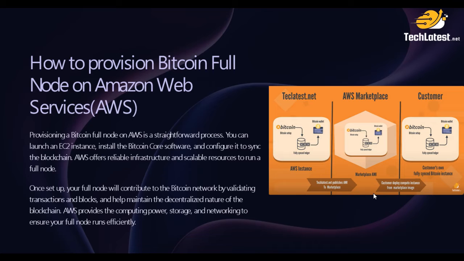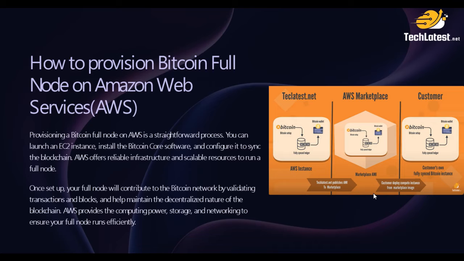First, what exactly is a Bitcoin full node? Well, think of it as the backbone of the Bitcoin network. It's a program that fully validates transactions and blocks, essentially serving as a trustless, decentralized point of entry into the world of Bitcoin. Now you might be wondering, why AWS? Amazon Web Services offers scalability, reliability, and ease of use, making it an ideal choice for hosting a Bitcoin full node. Plus, with AWS, you can quickly spin up and configure instances to suit your needs.